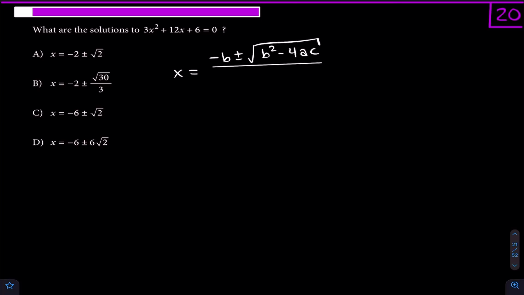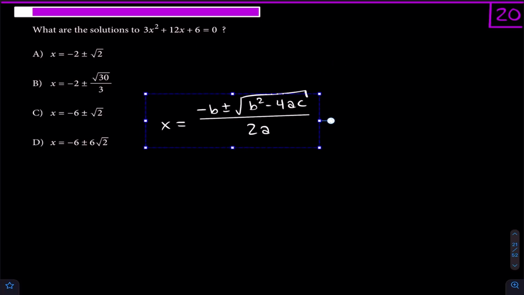And honestly, before you go and start plugging in the A, B, and C, I wouldn't even go that far yet. What I would do is start off by simplifying this quadratic equation.